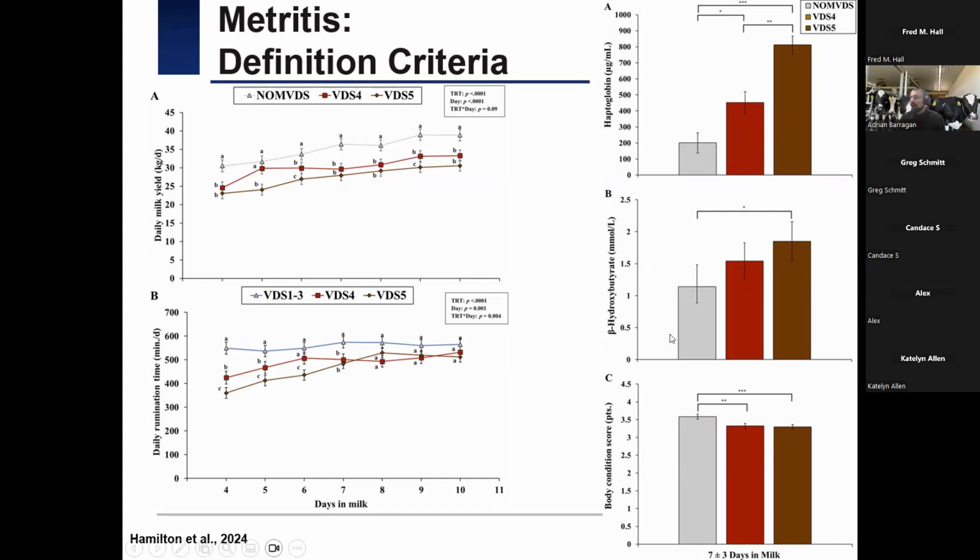Right? With beta hydroxybutyrate, we actually only found a difference between score 5 and normal. But with body condition score, we found that both score 4 and score 5 have a lower body condition score compared to the cows that have a normal vaginal discharge. Okay. And I want you to hold this thought about vaginal discharge, with 4 being red brownish watery without fetid smell, and the 5 being red brownish watery with fetid smell.